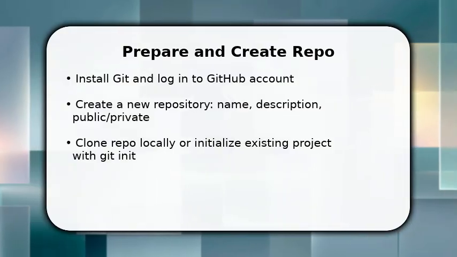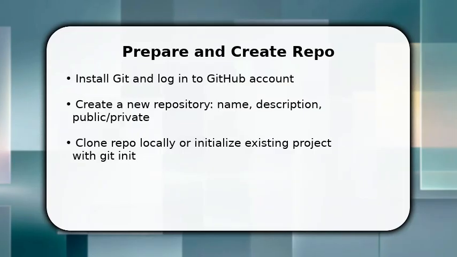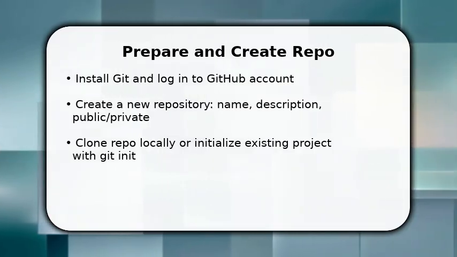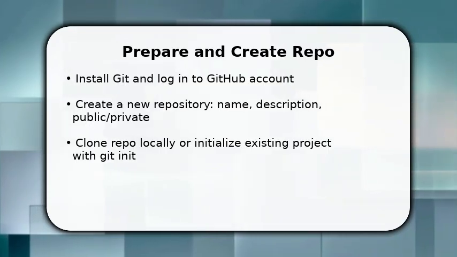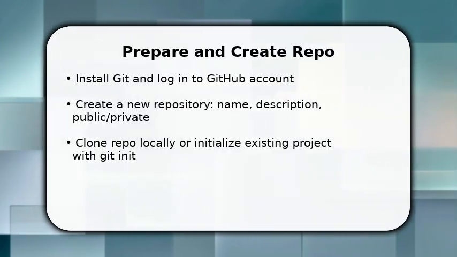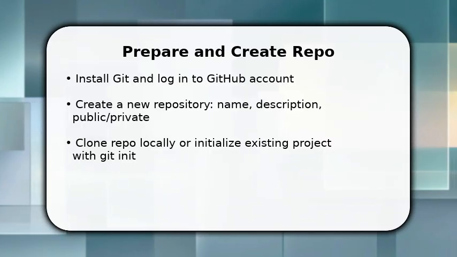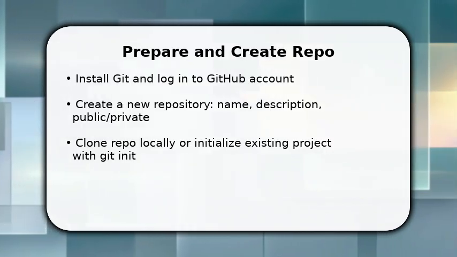You start by making sure Git is installed and you are signed into GitHub. This gives you access and permissions. Once done, create a new repository on GitHub with a clear name and brief description. Choose public or private depending on who should see it.